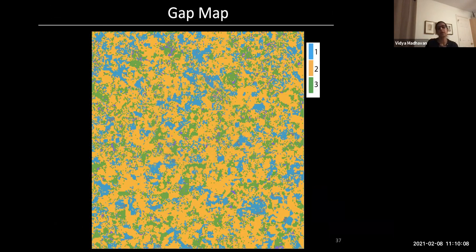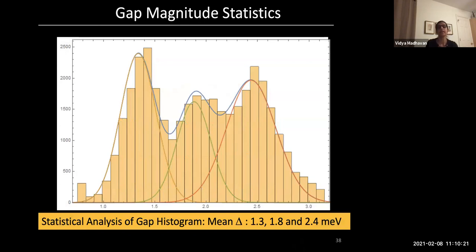And so here's what we usually call a gap map. But here what I'm plotting, instead of the actual gap value, is regions where we see either one gap or two gaps or three gaps. Okay, so now I have all the statistics that I need. If I pick all the three gap regions, this is what we get.